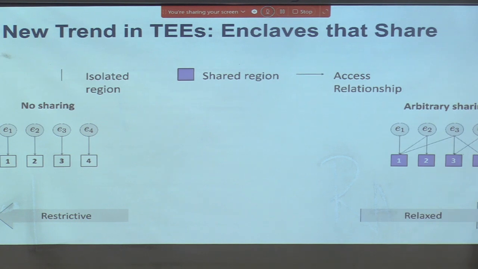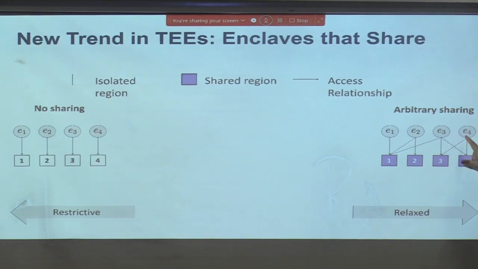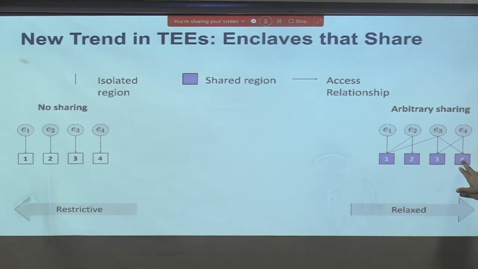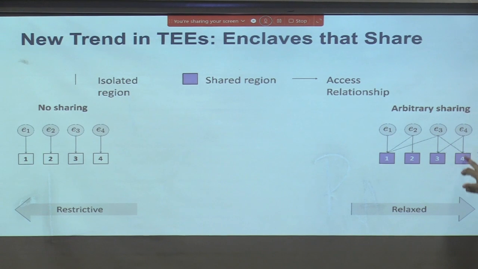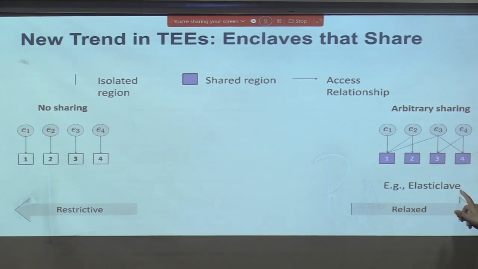On the other side, you could imagine that all 4 of these regions have some amount of sharing, right? So region 4 is shared by E3 and E4, region 1 is shared by E1, E2 and E3, and so on. So this is a very relaxed sharing model. And in fact, there's an implementation called Elastic Clave that is doing exactly this.